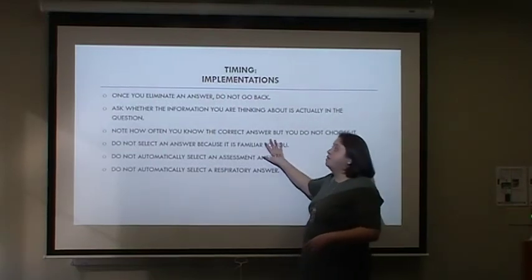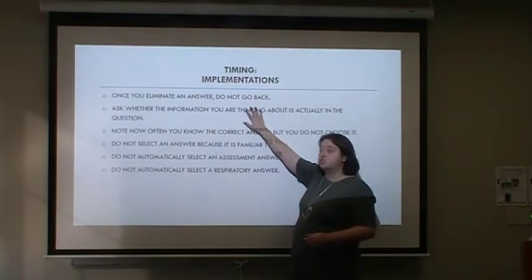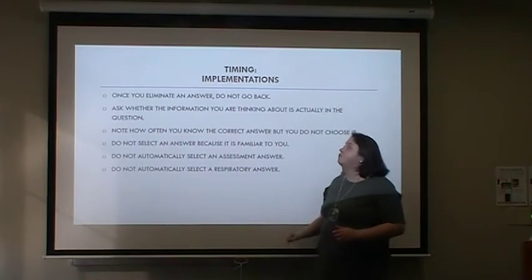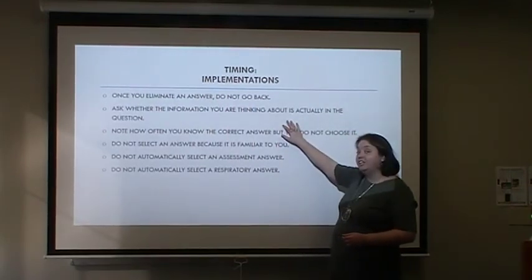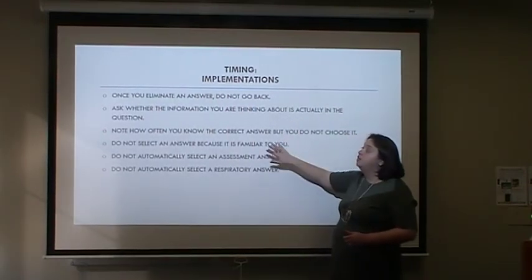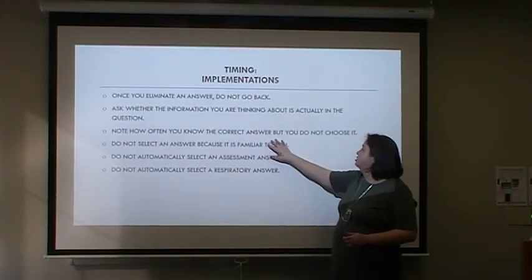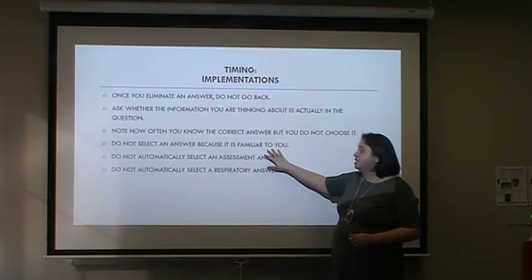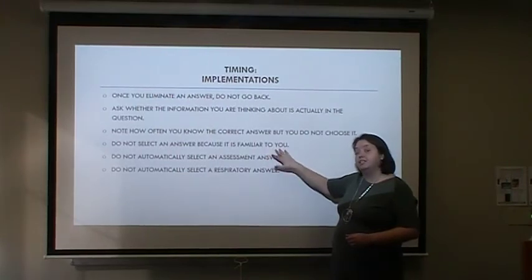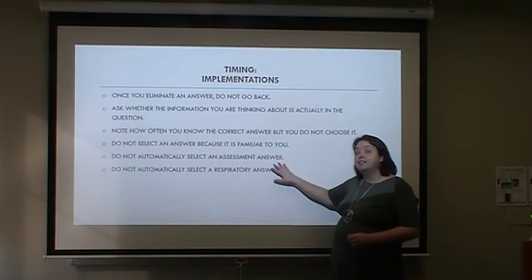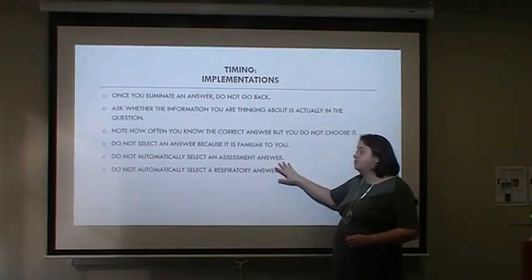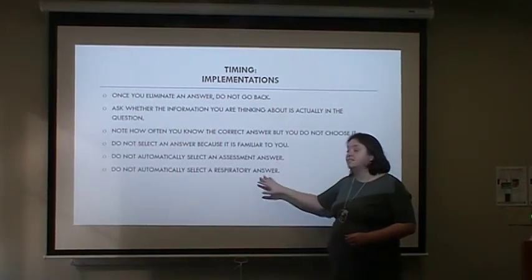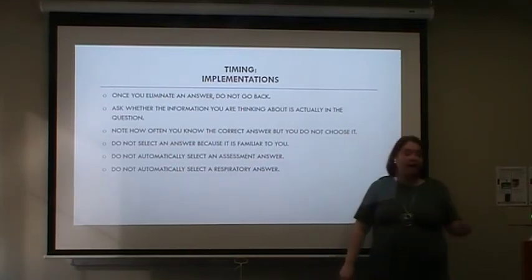Things to do if you have timing issues: once you eliminate an answer, don't go back to it. Ask whether the information you are thinking about is actually in the question or is it a what-if. Note how often you know the correct answer but you do not choose it. Trust your gut. Do not select an answer because it's familiar to you. Select it because you've eliminated the other answers. Do not automatically select an assessment. You have to make sure it's valid. And do not automatically select respiratory. You have to make sure it's valid.